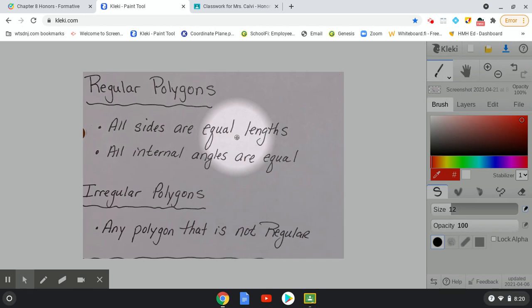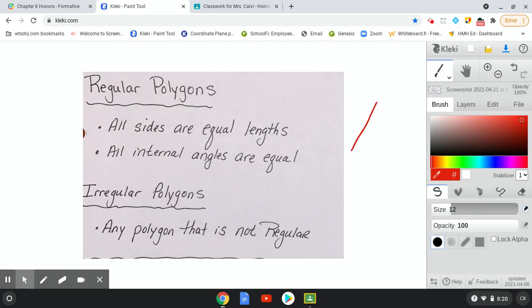For example, an equilateral triangle. If I had an equilateral triangle, and you're going to pretend this is equilateral, all of my angle measurements are the same, which we now know each measure 60 degrees. And all of these side lengths have the same measurement. So if this were 3 centimeters, then this would have to be 3 centimeters and this would have to be 3 centimeters.